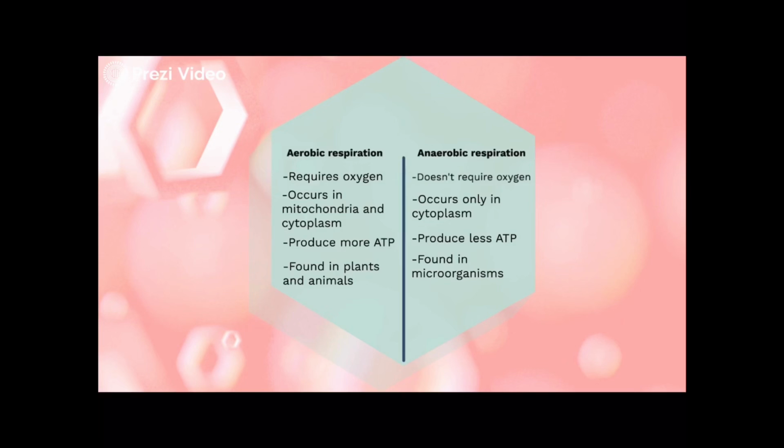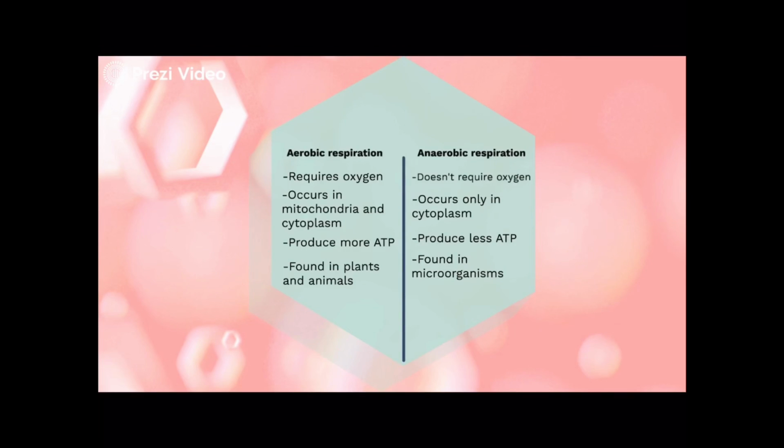Next, aerobic respiration occurs in mitochondria and cytoplasm. But anaerobic respiration occurs only in cytoplasm because anaerobic respiration mostly occurs in microorganisms and they don't have mitochondria. And aerobic respiration will produce more ATP than anaerobic respiration.